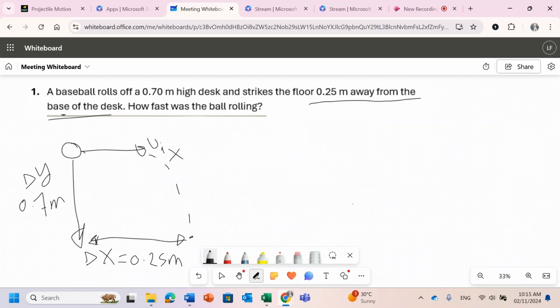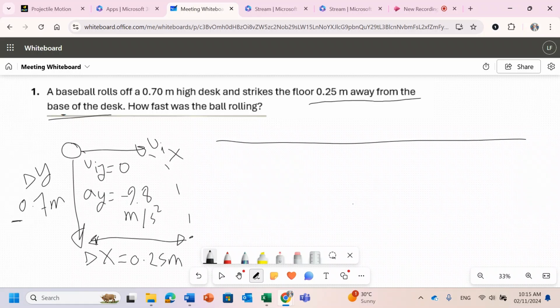Since it's moving down, delta y is negative. V initial, we said always in y direction, equals 0, and acceleration in y direction equals negative 9.8 meter per second squared. Now when we solve a question related to projectile, we're going to make x and y: x for the horizontal motion, y for the vertical motion.